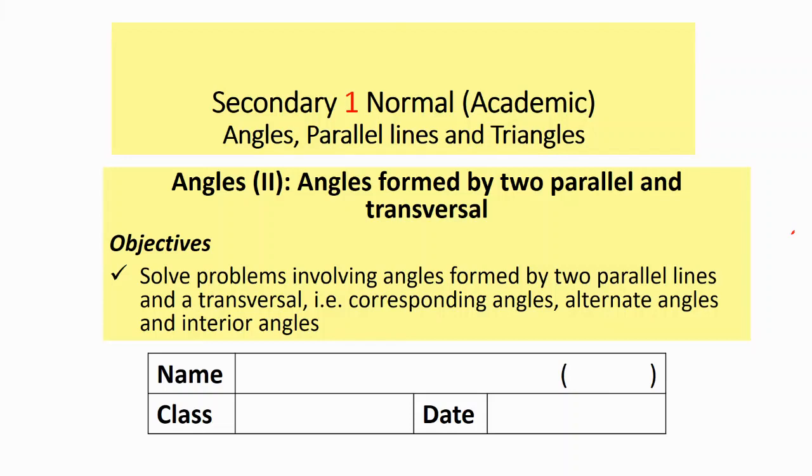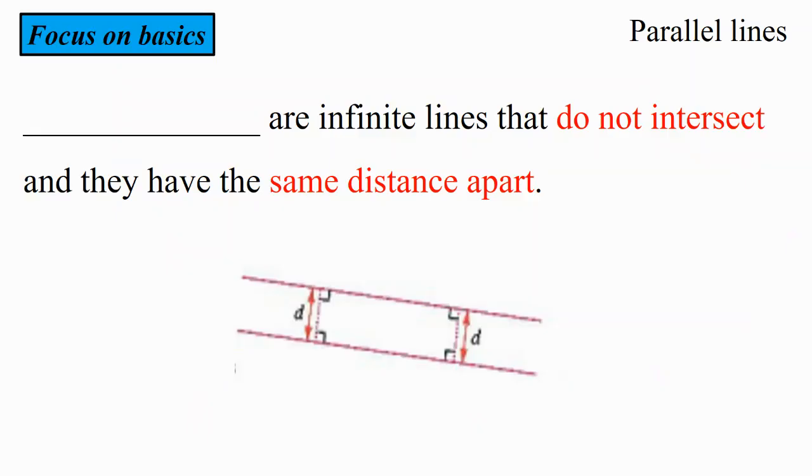Hi, 1S5. Welcome to this section on angles formed by two parallel lines and a transversal. After we cover the basic angles, we're going to learn another three angle properties that can help us to solve angle problems. They basically involve angles formed by these two parallel lines and a transversal.